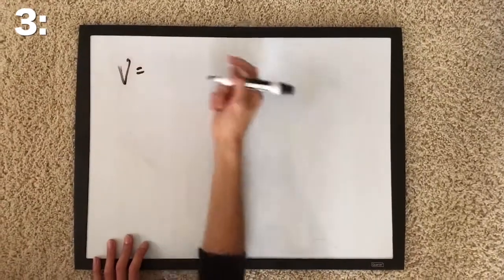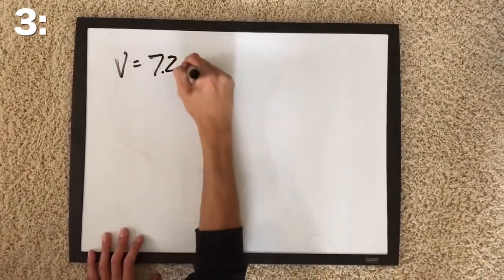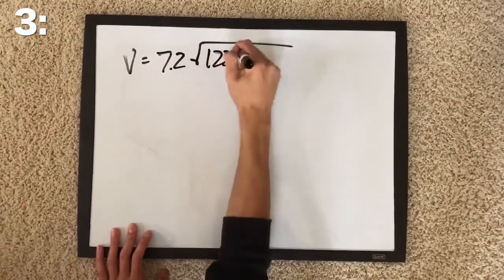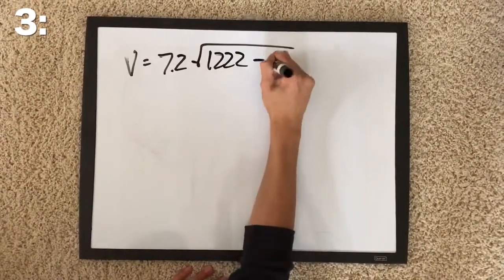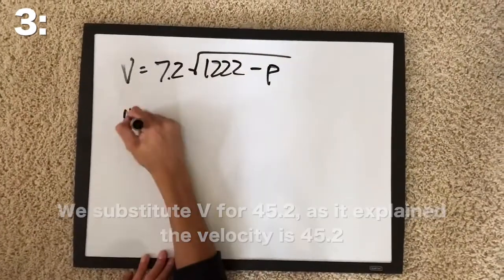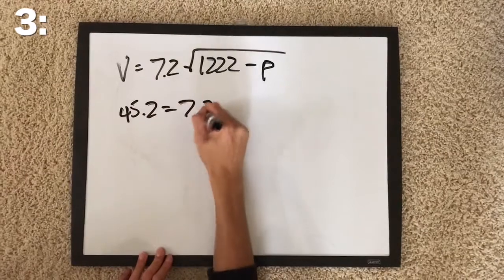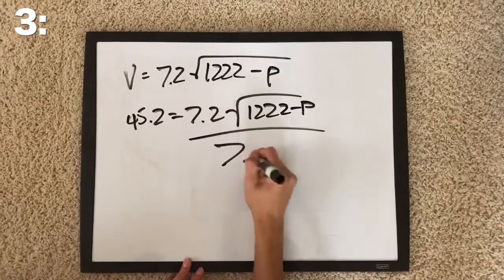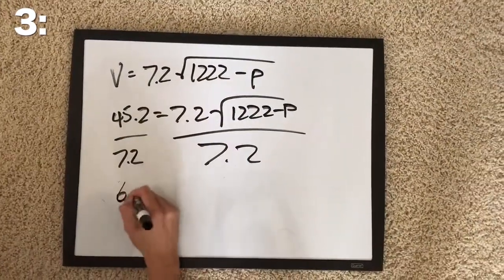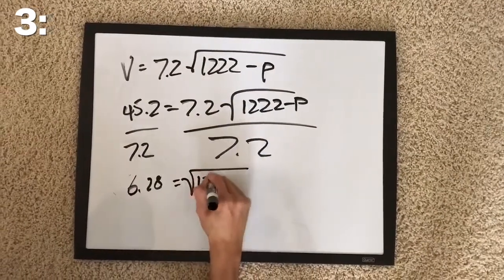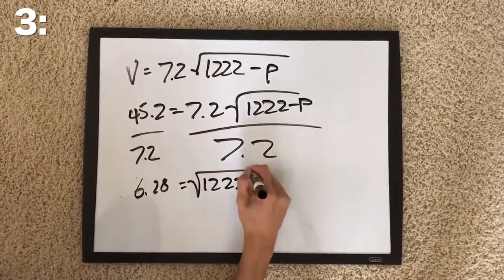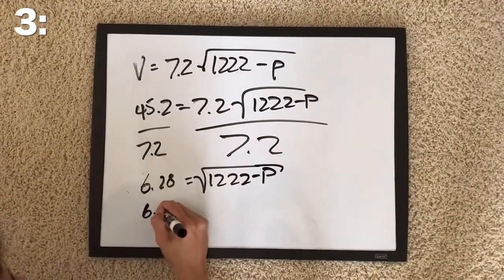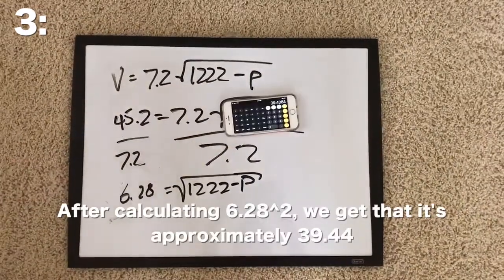You're halfway there! It's a radical equation. Okay, velocity equals 7.2 square root of 1222 minus P. And then the velocity has to equal 45.2. So we have to find P. Okay, use the calculator and divide this. 6.28. So that leaves square root of 1222 minus P. Square both sides. What's 6.28 squared? It's about 39.44.